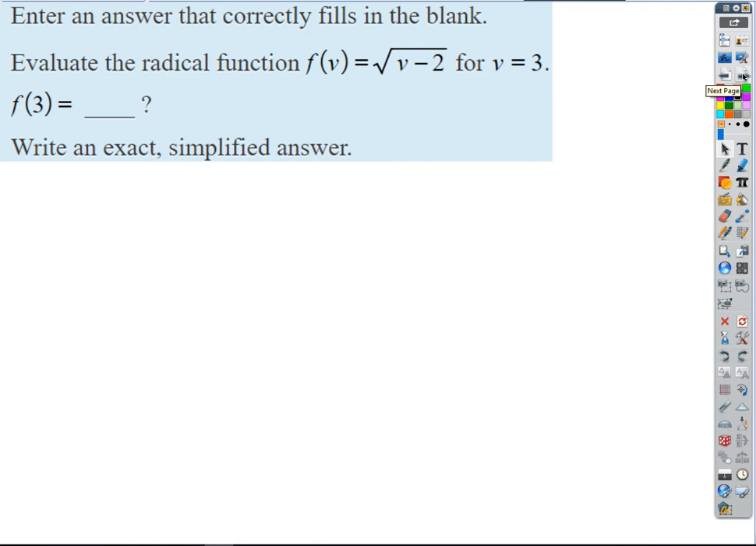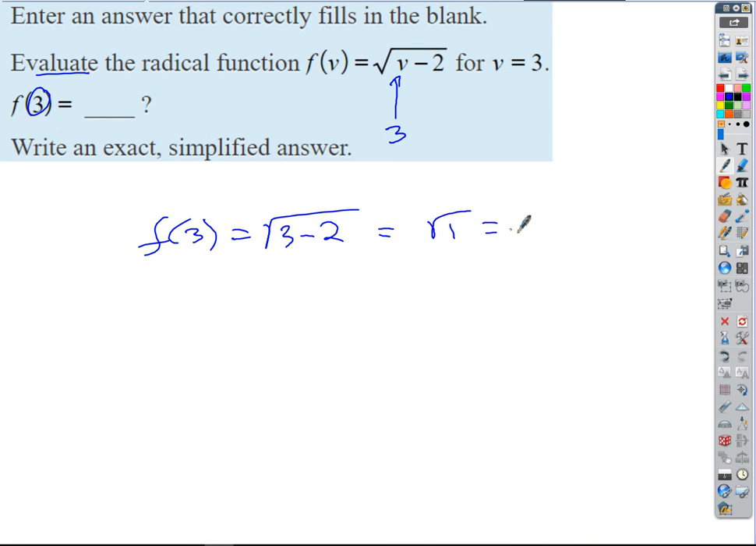So evaluate. These are the easiest ones you can get. Evaluate, value means number. So all we're doing is we're plugging the value 3 in for v, and then just simplifying, turning it into a number. So f of 3 just equals the square root of 3 minus 2. What's 3 minus 2? What's the square root of 1? Okay?